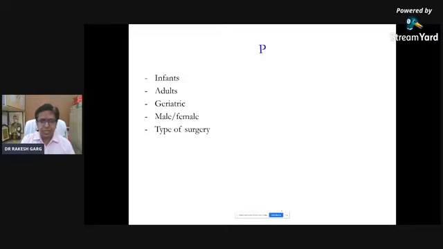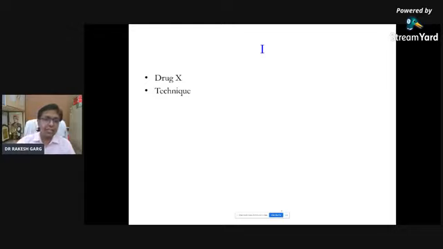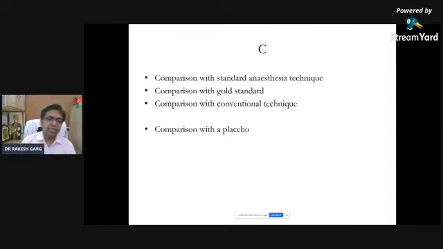So this population should be defined a priori when you are formulating a research question. The interventions, you should define the drug, maybe any drug that you want to use, any technique, or any different dosages of a drug that needs to be defined. Now, control is important here because you want to compare to say this is better, this is equivalent, or this is not inferior to technique.